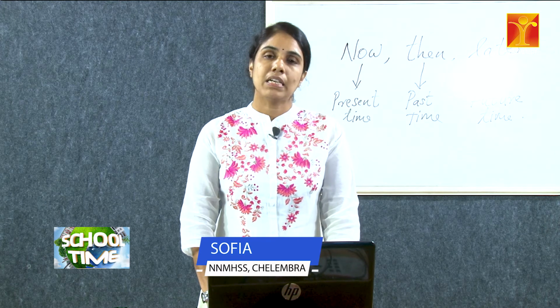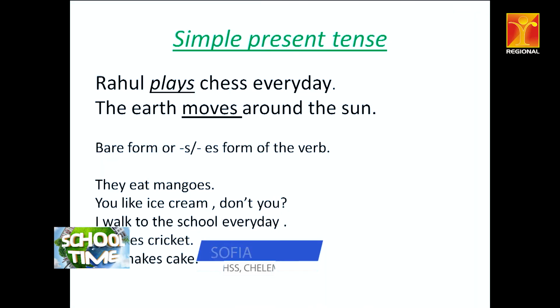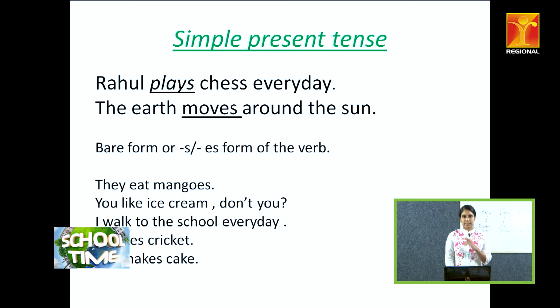So first one, the simple present tense. Look here, Rahul plays chess every day. And another example, the earth moves around the sun. There are 2 sentences written here: Rahul plays chess every day and the earth moves around the sun. And these 2 sentences are written in simple present tense.